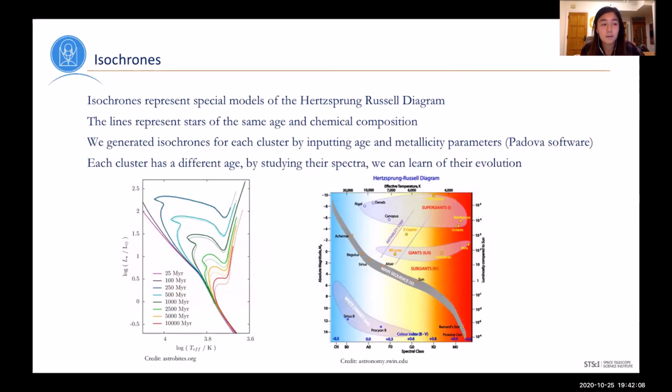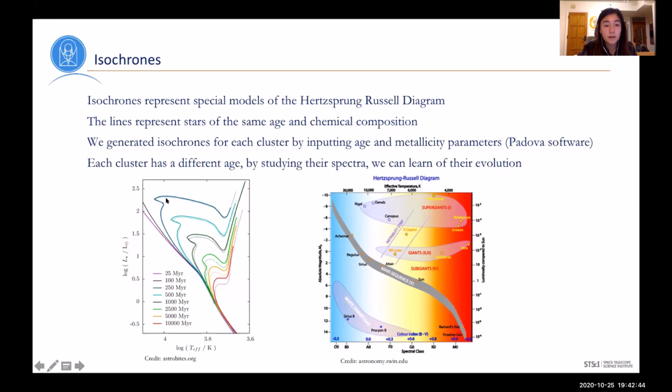On to isochrones. So I'll start off going over the Hertzsprung-Russell diagram, which over here gives us the temperature versus the luminosity, as well as the spectral class versus the magnitude. And we can see our white dwarfs down here, the main sequence, and the very giant stars up in the upper right. So for this project, we were mainly focused on these isochrones, which are special models of the HR diagram, in which stars of the same age are represented by each of these lines.